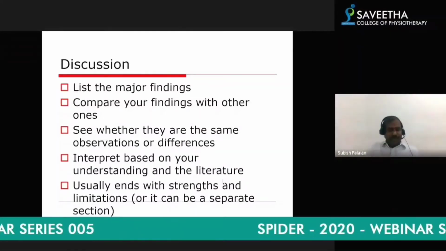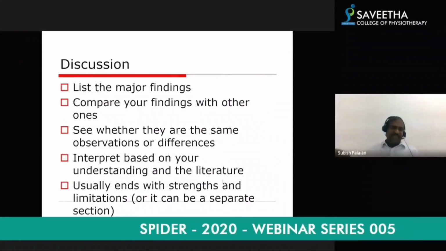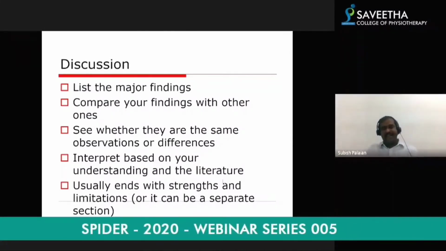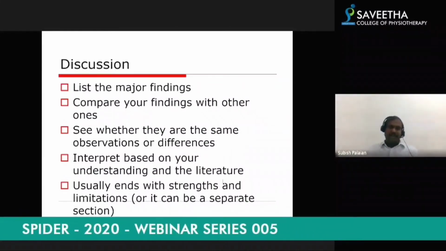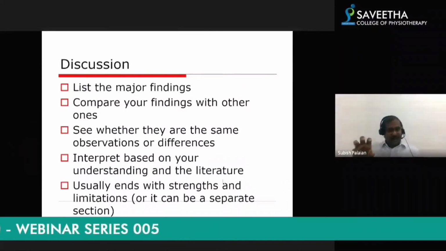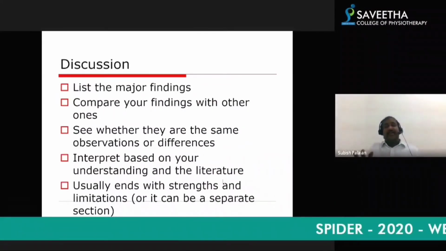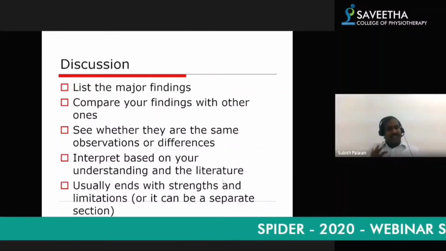So you put your observation, compare with other studies, maybe 2 or 3 studies, and say whether your observation is the same as other studies or not, and whether it's the same or different, what is your interpretation, what could be the reason for that, and that's in 1 paragraph. So if your study has only 7 or 8 observations, make discussion for those 7 or 8 observations.